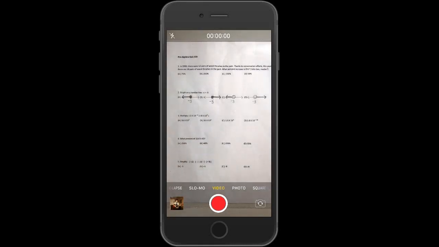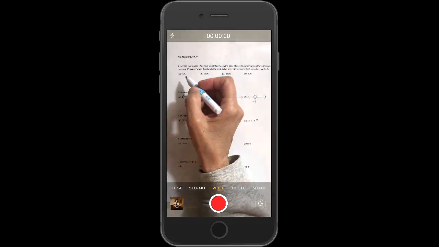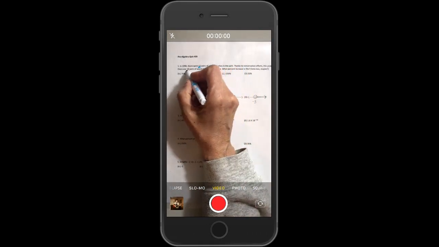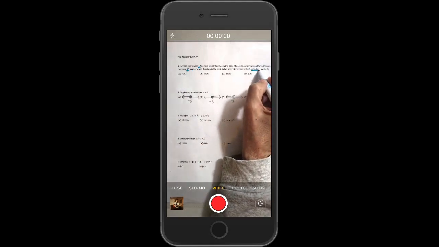Okay, today I'm going to work the problems from Quiz 20, Pre-Algebra Quiz 20. The largest number of people missed number 1 and number 5, but I'm going to show you how to work each one. Number 1 has 12 and 18 as your key numbers.